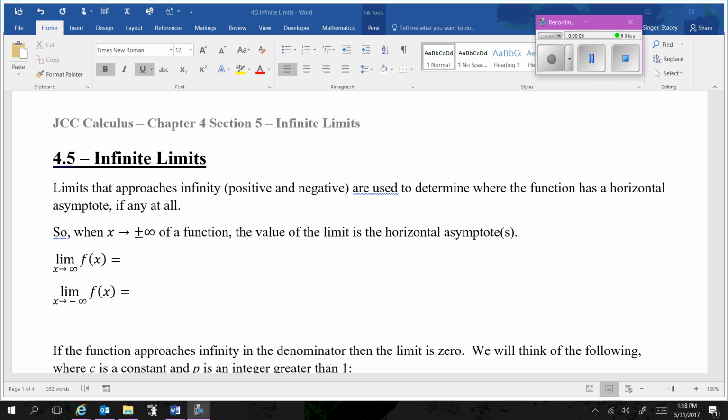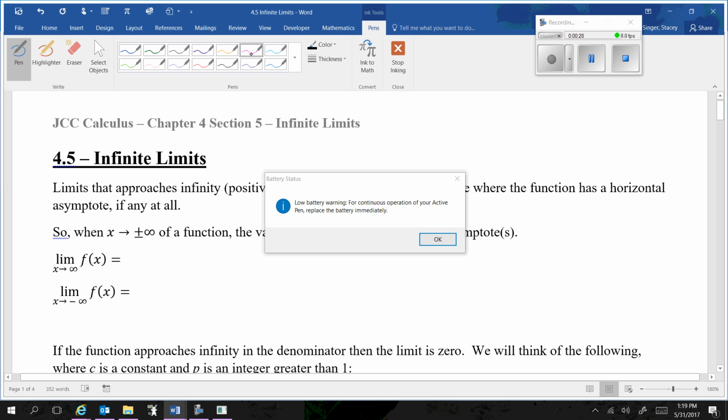Hey guys, this is a lesson on infinite limits. There's a shortcut to do so, bear with me and we'll get through this set of notes. Limits that approach infinity, positive or negative, it doesn't matter which one, are used to determine where the function has a horizontal asymptote. That would be an asymptote that goes from the left to the right.